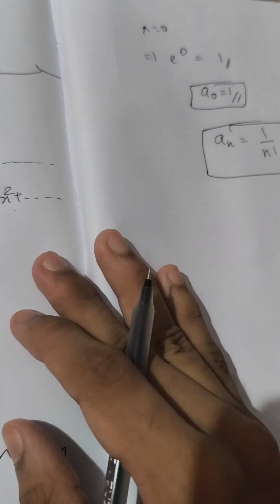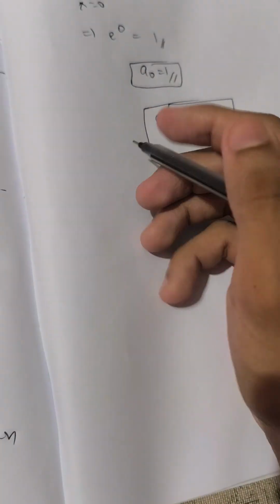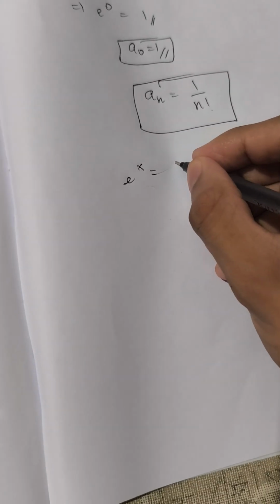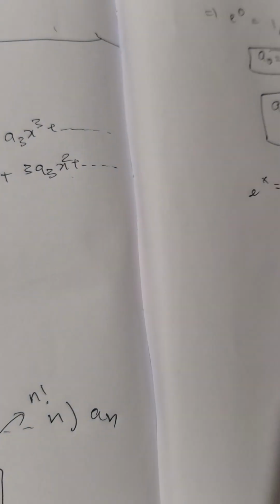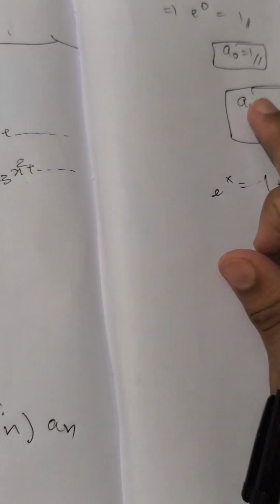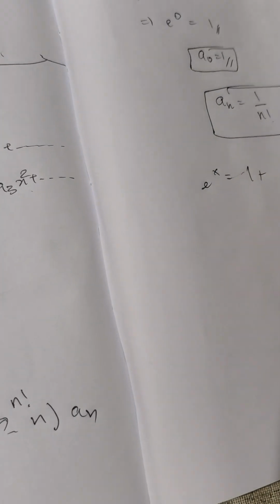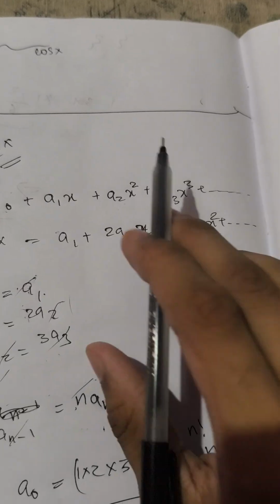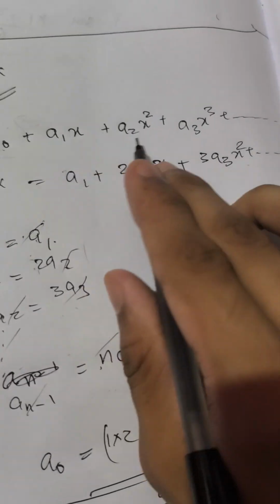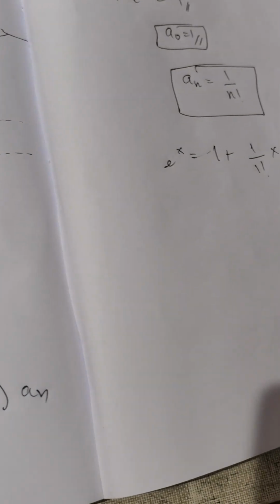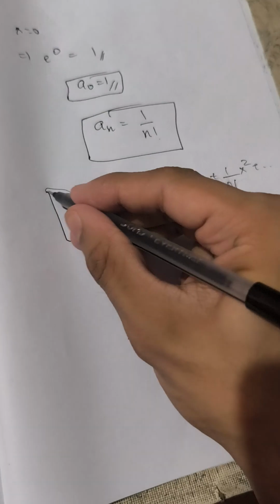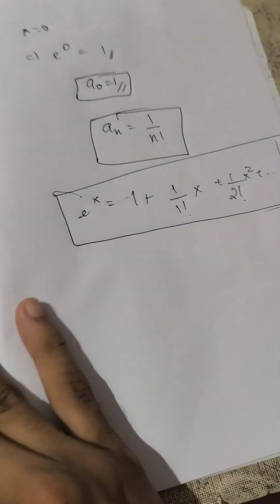Okay? So from this, we can technically conclude that the series for e raised to x is a0, which we got as 1, plus a1, which according to this is 1 divided by 1 factorial, into x, plus a2, which according to this is 1 by 2 factorial into x squared, and so on and so forth. So this is going to be the series of e raised to x.